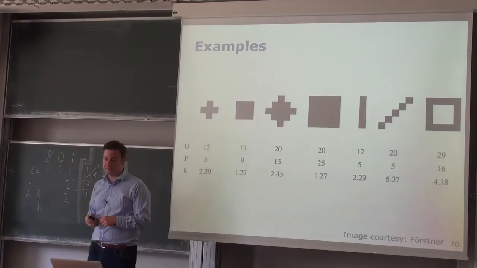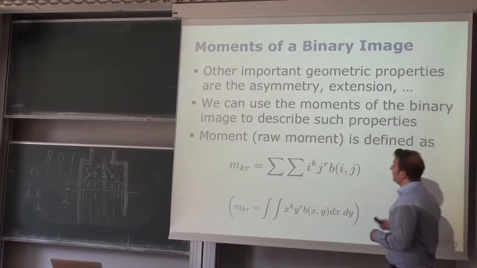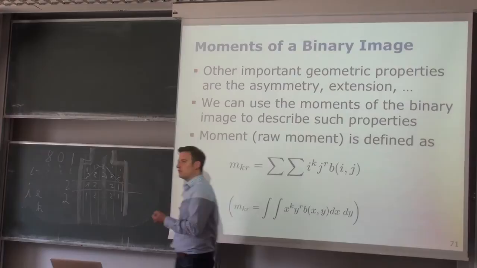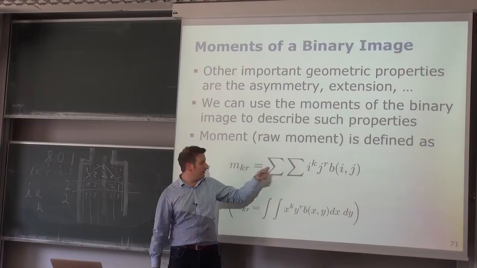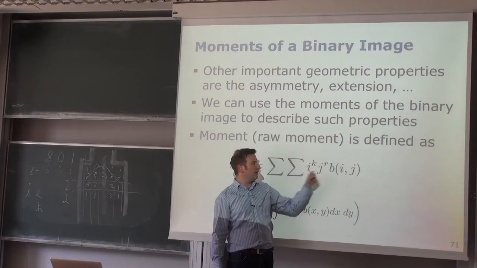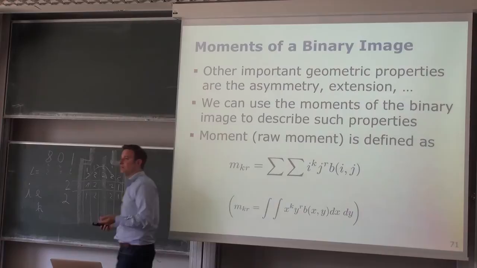Last but not least, a very common feature for binary images are the moments of an image. Depending on which moments I'm taking into account, this may even include higher order moments like the symmetry or asymmetry of a distribution. So it's simply given, the moment M_kr is the ith coordinate, so the first coordinate, to the power of k, the jth coordinate to the power of r, and then multiplied with the corresponding intensity value. If you know this from continuous distributions, you would need to take into account the integral. As we are only working with binary images, which are discrete structures, we can compute the moments directly in some form.